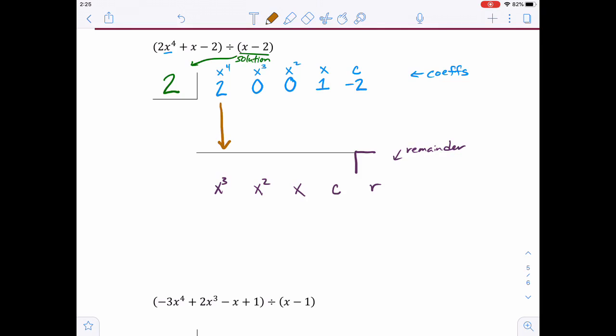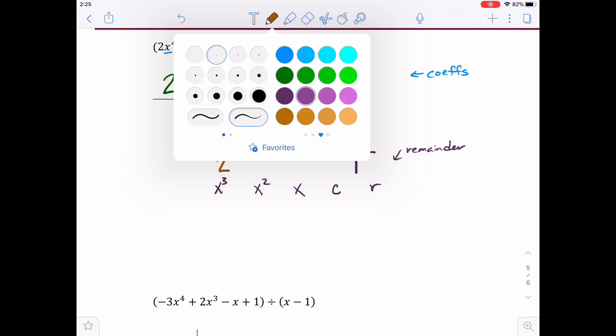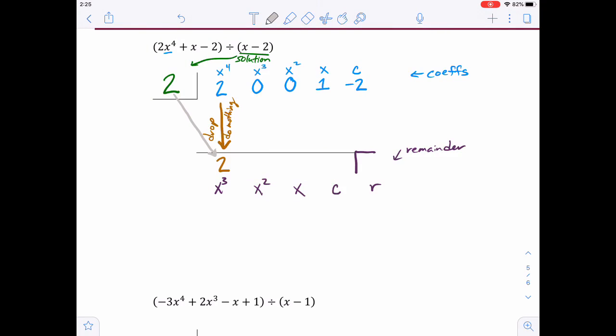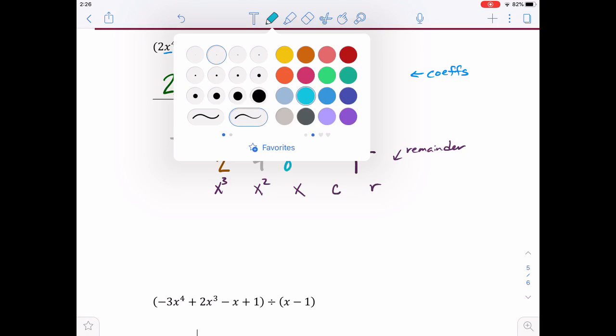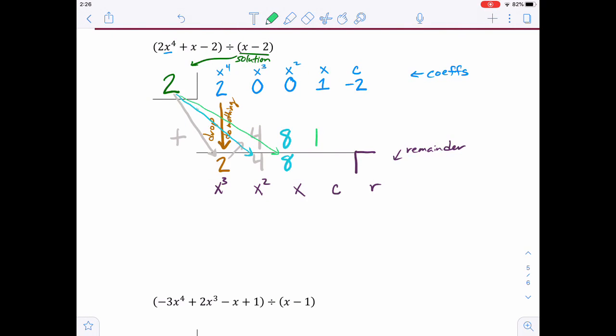First thing we do, drop it. Do nothing. Do not multiply. Do not pass go. Do not collect $100. 2 goes right here. Then we multiply. 2 times 2 is 4. We're going to add. 0 plus 4 is 4. Do it again. Multiply. 2 times 4, 8. Add. 0 plus 8, 8. Multiply. 2 times 8, 16. 1 plus 16, 17. Got a little off with my alignment. Multiply. 2 times 17, that's 34. -2 plus 34, 32. So our remainder is 32.